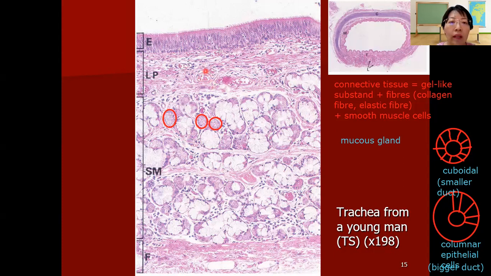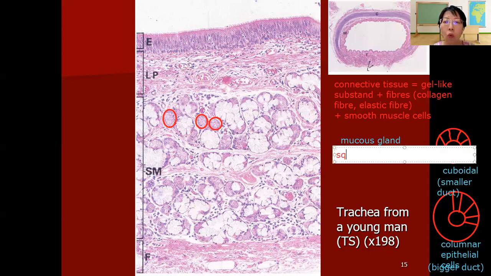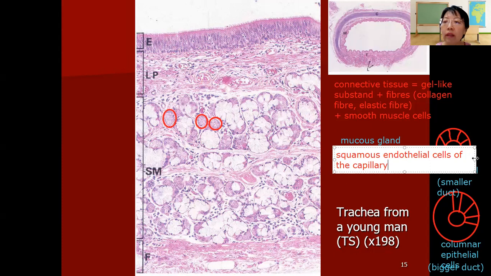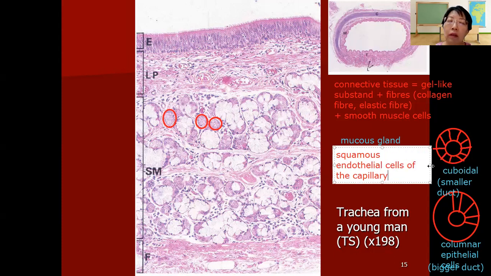round. This one is the blood vessel because the lumen has red blood cells. You can even see the individual red blood cells. When the lumen has blood or red blood cells, and you check the cells lining the lumen, facing the lumen, the cell's nucleus will be flat because those cells are the squamous endothelial cells of the capillary. So all blood vessels, the cells lining the blood vessel lumen will all be squamous. That's why the nucleus is flat.